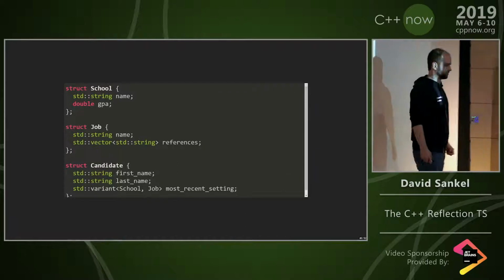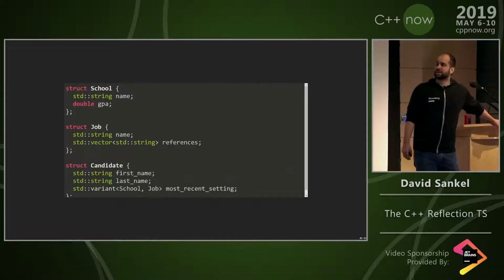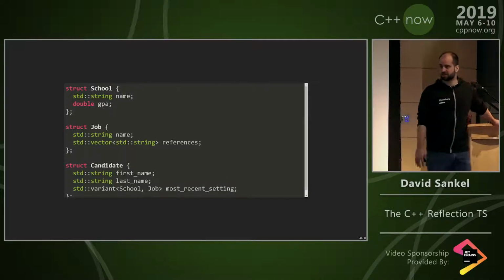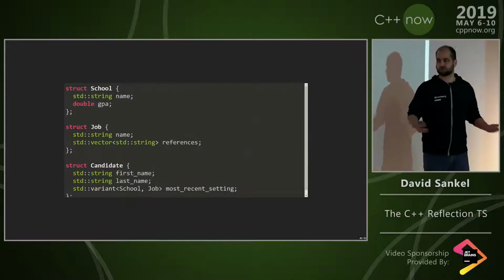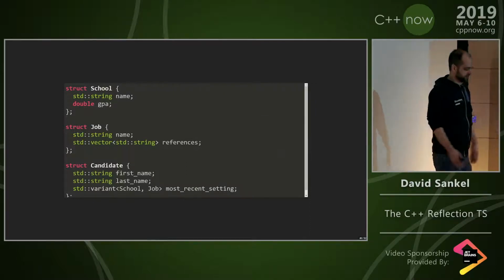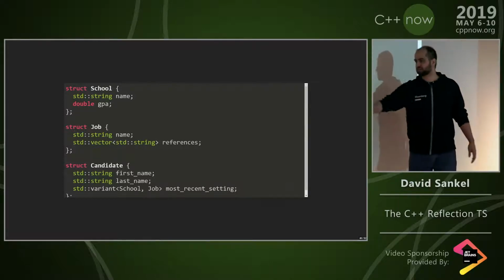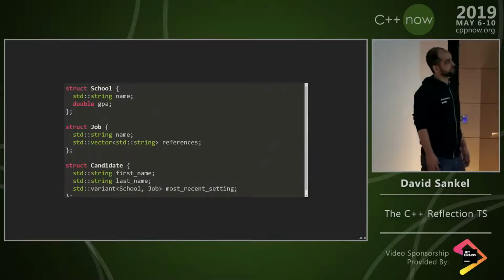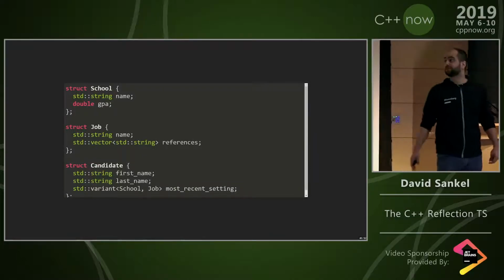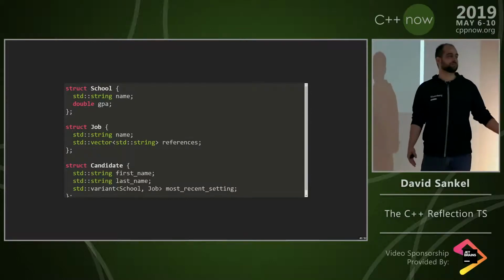Okay, let's look at this example. We have a data type here, struct candidate, has first name, last name, has a variant in there, which is either a school or a job. So you'd imagine it's like some kind of candidate list in some kind of program. It's corresponding to their most recent setting. If they're most recently in school, you want to know the name of the school, and you want to know their GPA. If their most recent setting was a job, you want to know the name of the job, and you want to get a list of the references that they have.